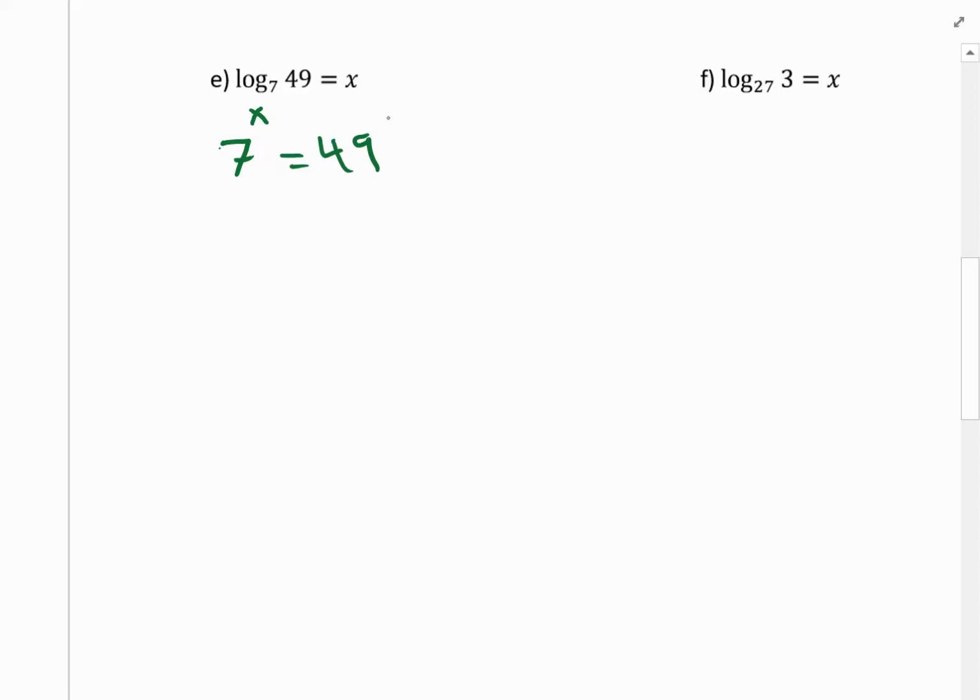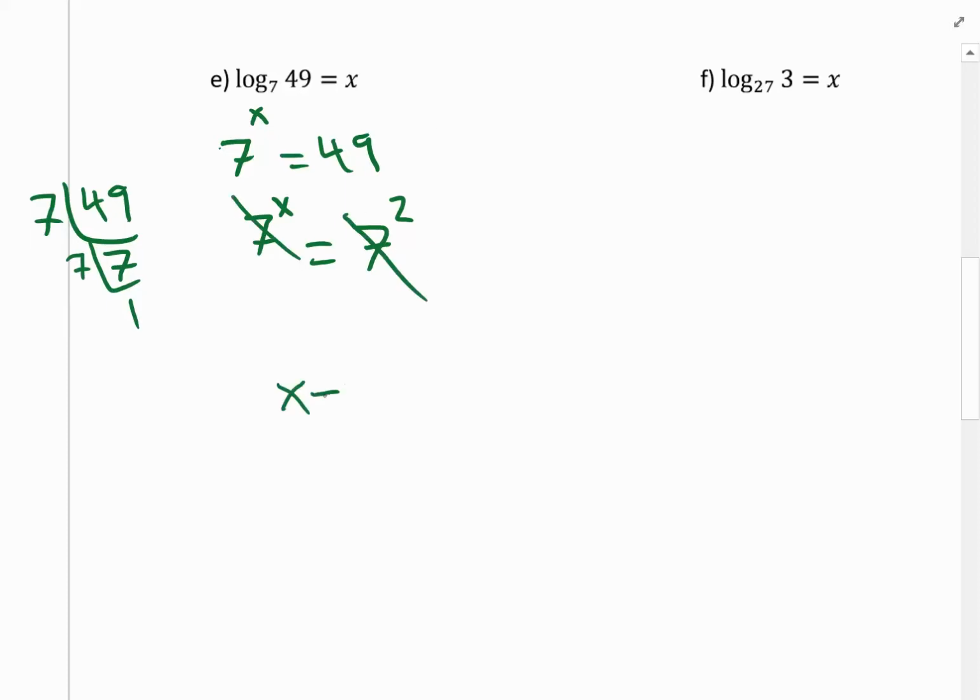Almost done already. Now it's like that solving exponential equations homework where you hedge. When in doubt, hedge. We are hedging all the time in Algebra 2. I hedge and find that I get 7 squared. Now I can cancel the 7's and get 2.